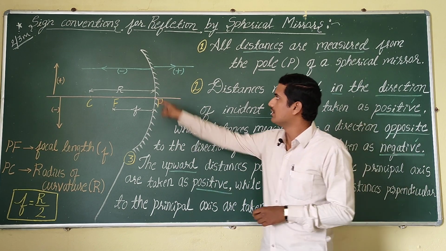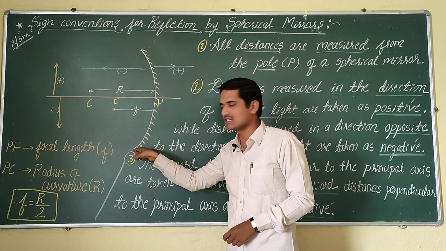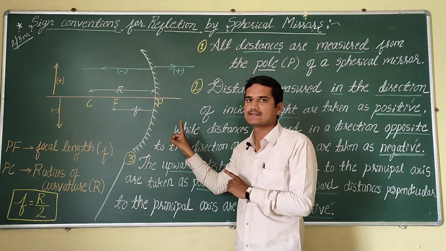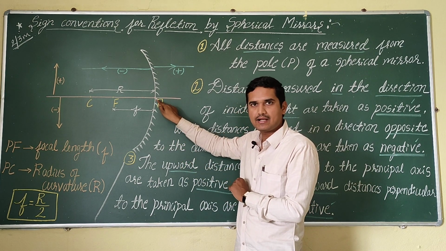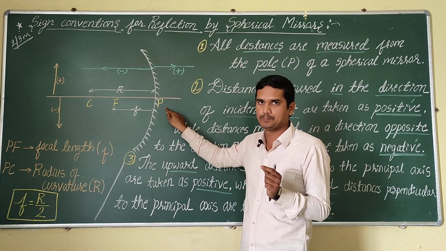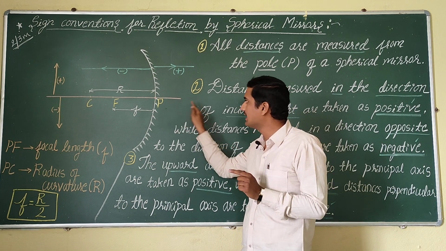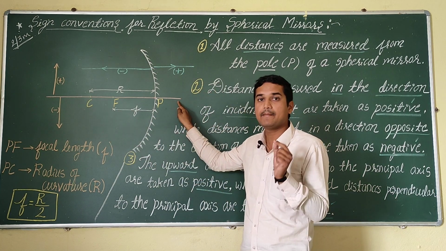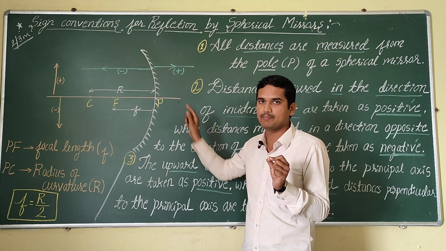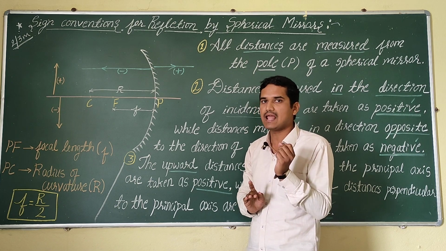As you already know, this shape is called a concave shape, and this mirror is called a concave mirror. So in the exact middle position of the mirror, this point is called the pole. P is indicating the pole. And the line which is passing through this pole is called the principal axis. The main axis is called the principal axis.